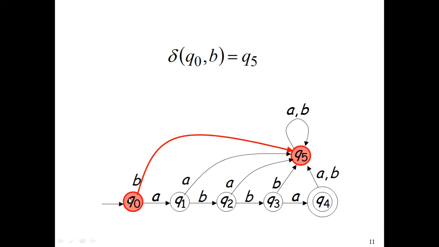Another example is Q0, B. You can see that it moves to another state, that is Q5. In the same way, Q2, B moves to Q3. So the transition of Q2 comma B, that is the input alphabet, gives or moves to state Q3.